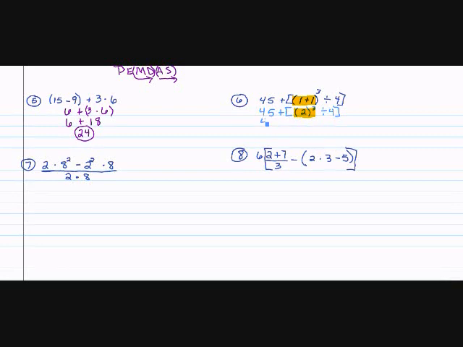And I have 45 plus, now 2 cubed really means 2 times 2 times 2. And 2 times 2 is 4, times 2 is 8. After I solve my exponents, I can go ahead and solve my division. So I'm going to rewrite my problem. 45 plus 8 divided by 4 is 2, and 45 plus 2 is 47.